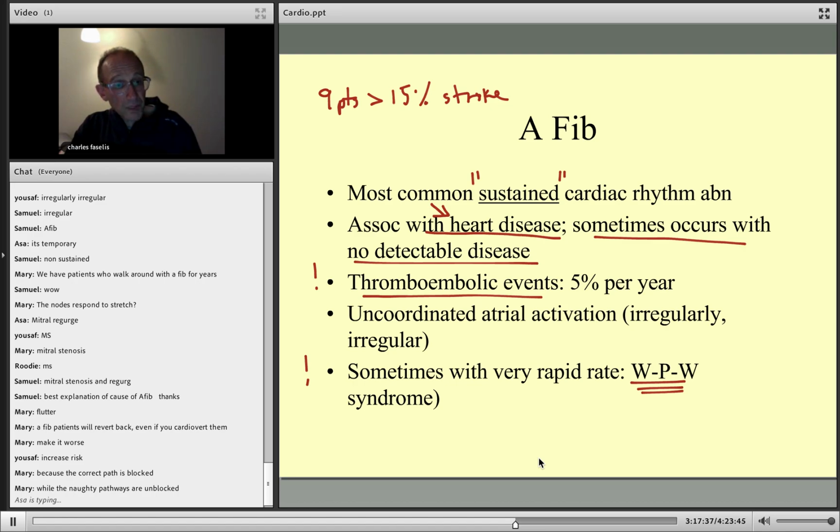Okay? So be careful about that. If they give you a case of AFib where you give them medication and the AFib worsens, the rate becomes faster, right? You have to think that maybe this is linked to Wolff-Parkinson-White.